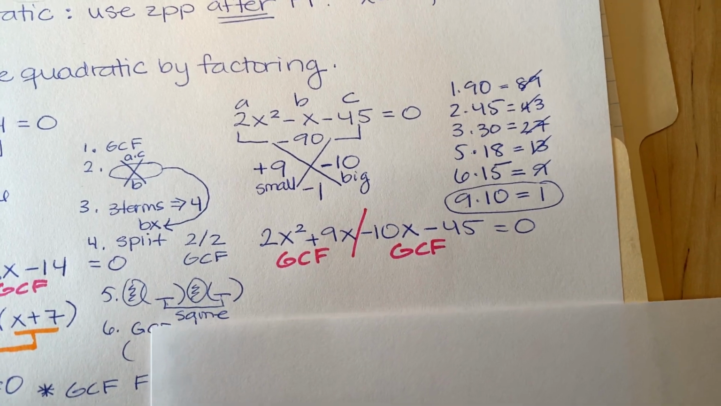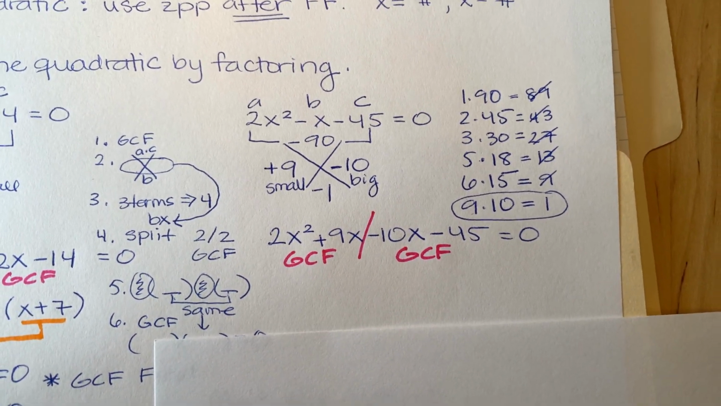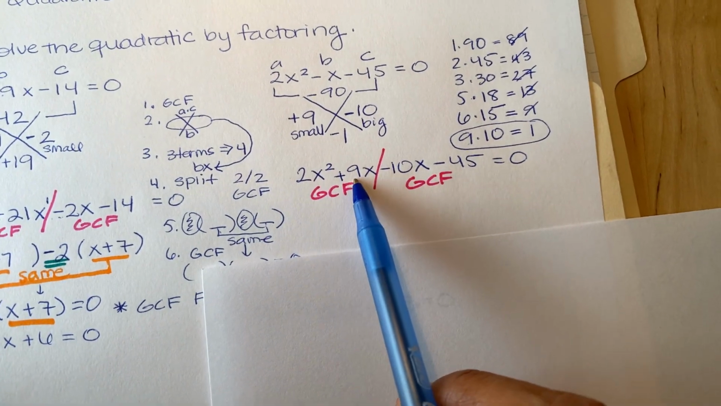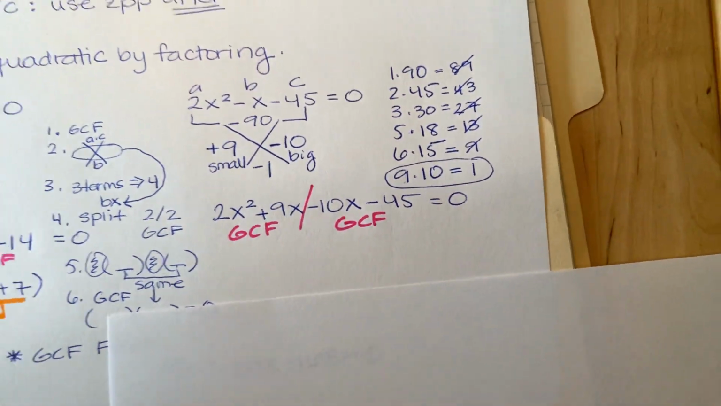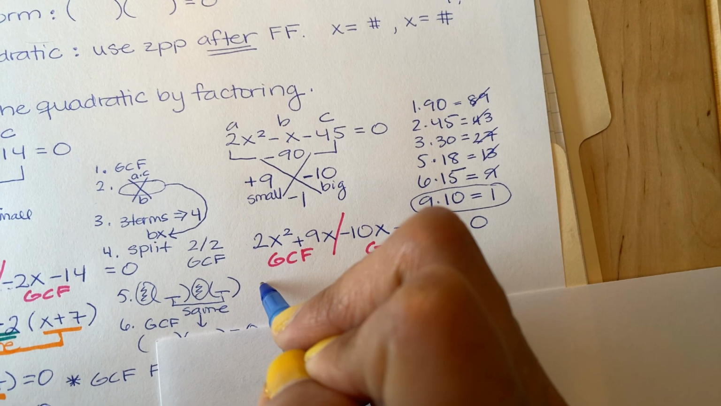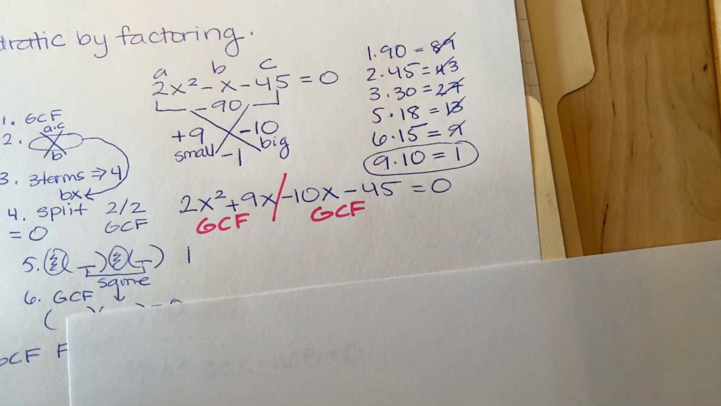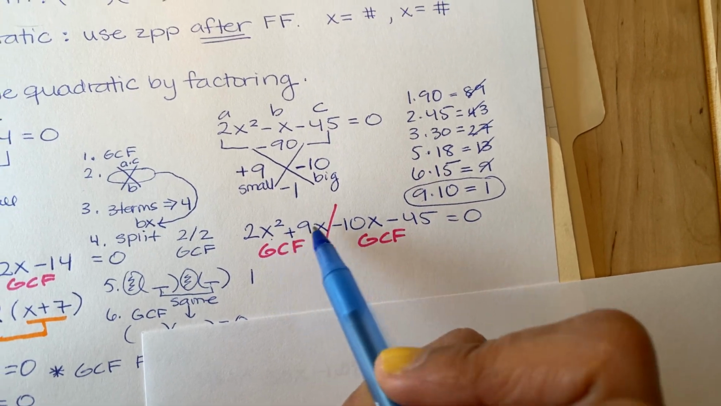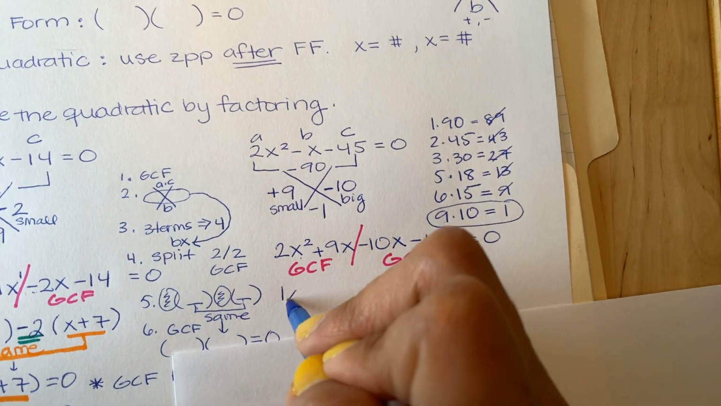What is divisible into the number 2 and 9? Well, the factors of 2 are 1 and 2, and the factors of 9 are 1 and 9. So it's just 1, right? And if you want to write the 1, you can. Otherwise, you can just leave it off. Now we have to look at our x's. We have 2 x's and 1 x, so I can only take 1 x out.